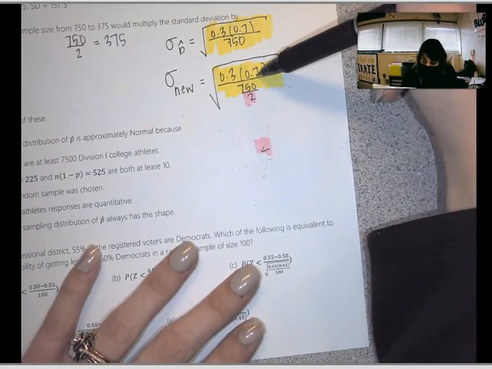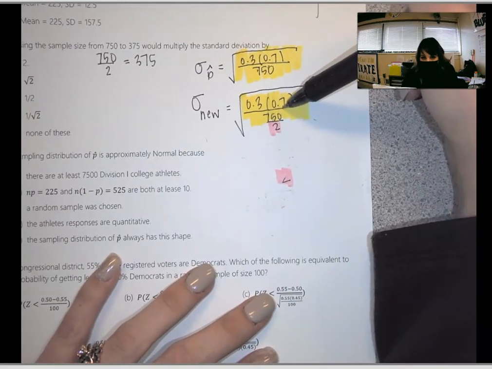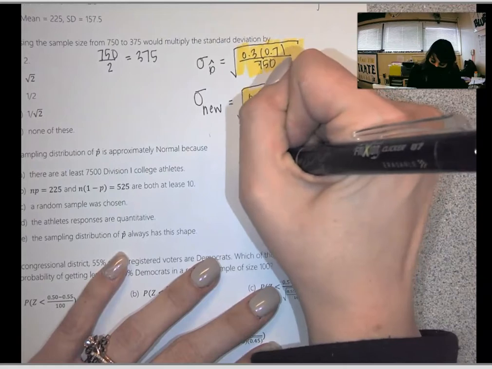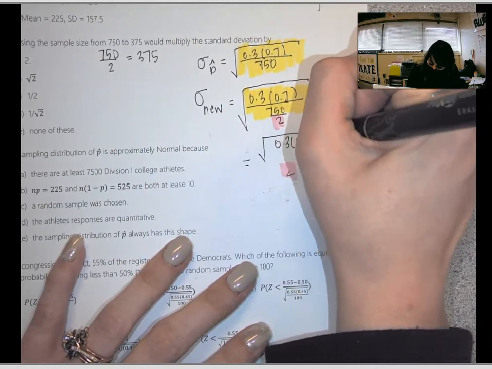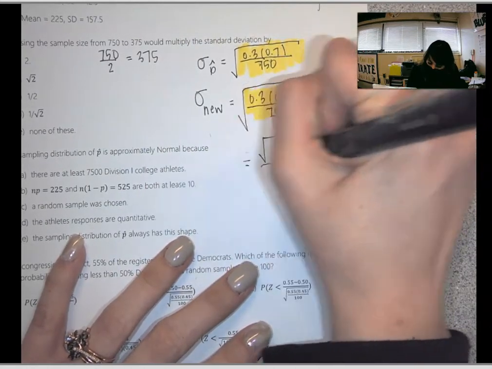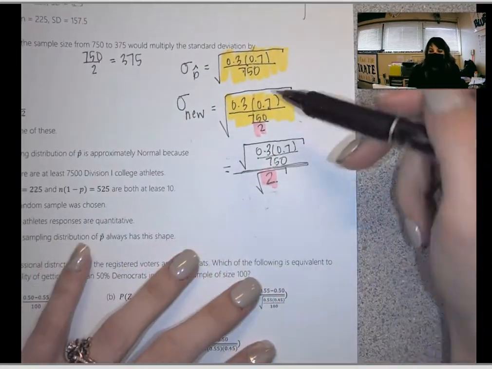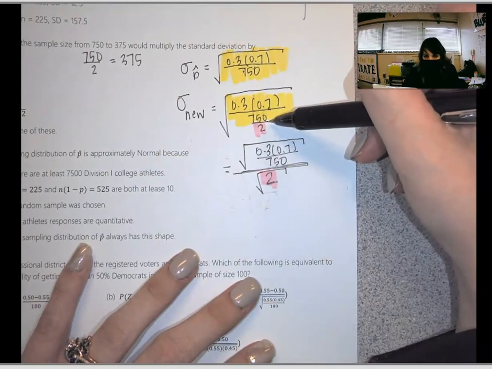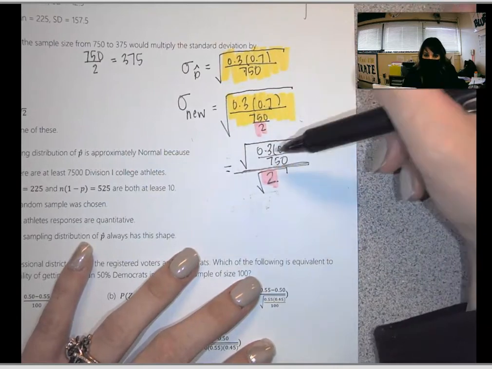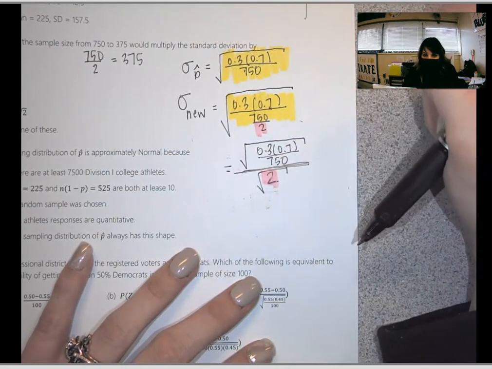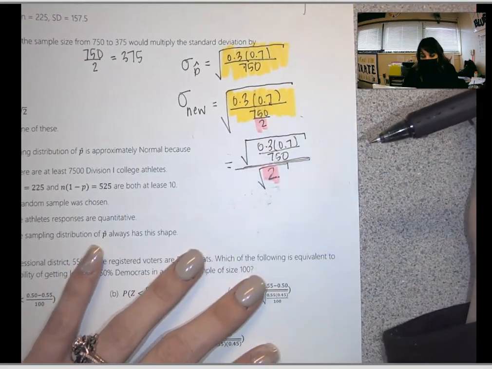Okay, I'm recognizing that these are the same. So I'm going to use what I know from my math class to separate this radical. And I know that I can rewrite this as 0.3 times 0.7 over 750 and root 2. So I can separate this radical as what I have in yellow, so radical what I have in yellow over radical 2. That's just a mathematic law or principle.